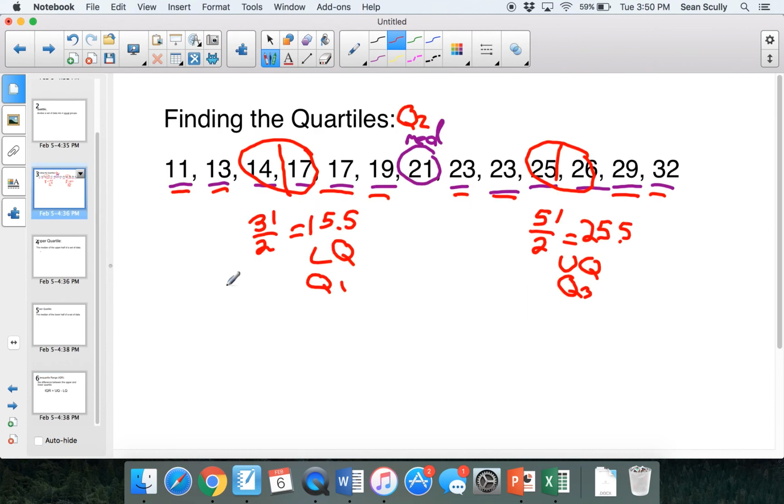We go back to our data set. So the IQR is going to be the upper quartile, which is 25.5, minus that lower quartile, which is 15.5, and we find that our interquartile range is 10. Now what the interquartile range tells us, since there's 25% of our data in each quartile, it's telling us how spread out the middle 50% of the data is. Okay, that's what the interquartile range is.